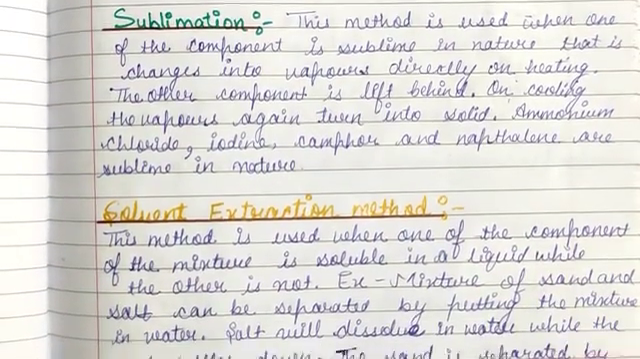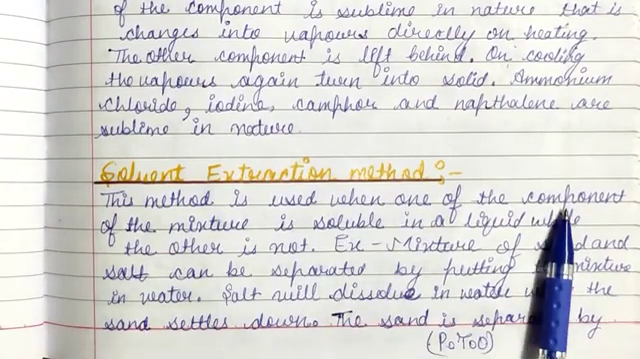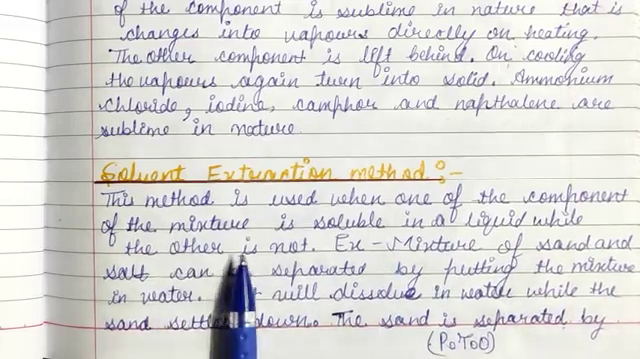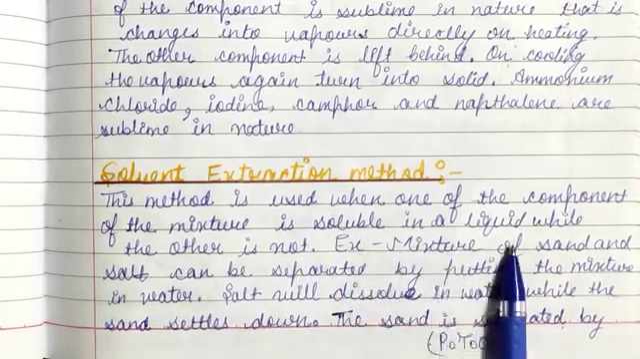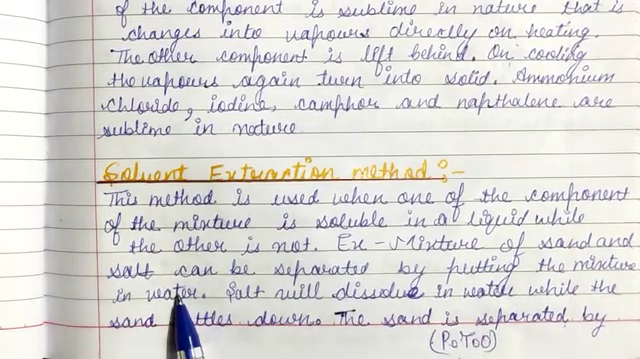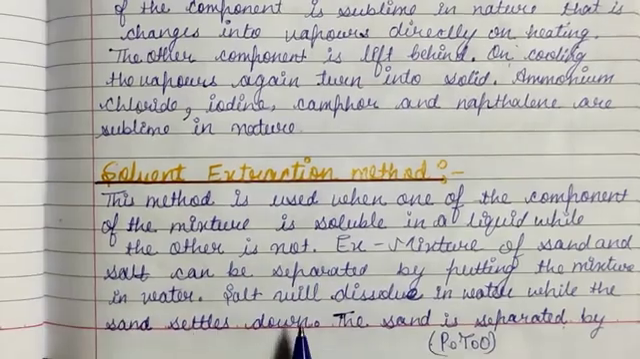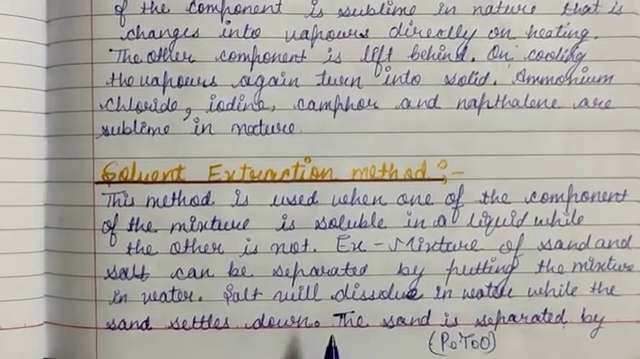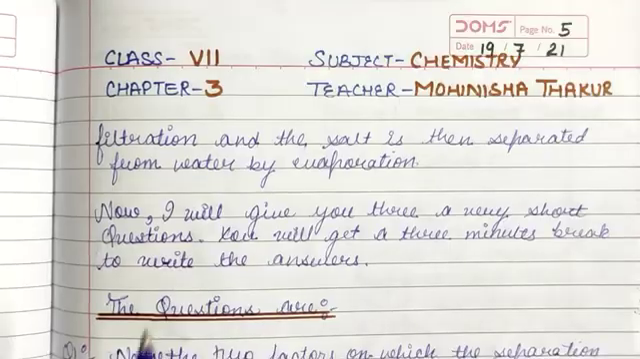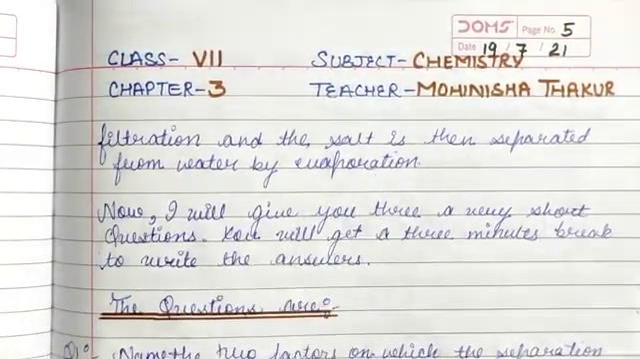Now we will discuss the solvent extraction method. This method is used when one of the components of the mixture is soluble in a liquid while the other is not. Example, a mixture of sand and salt can be separated by putting the mixture in water. Salt will dissolve in water while the sand settles down. The sand is separated by filtration and the salt is then separated from water by evaporation.